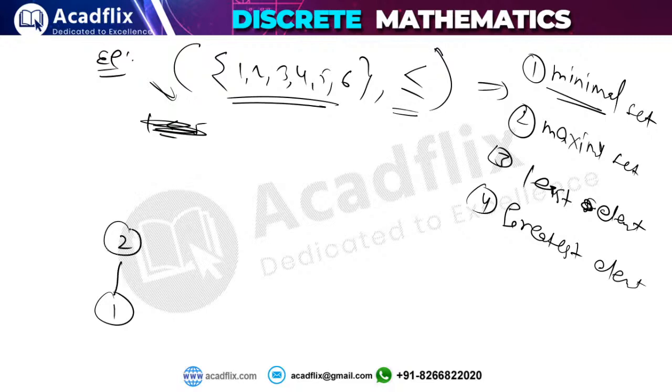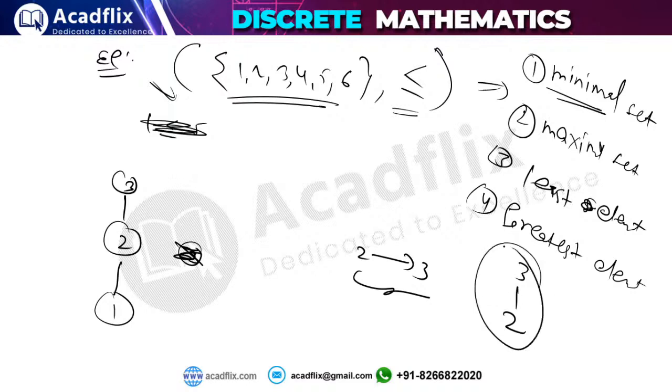Now 2 will be here because 1 is related to 2. You see where 3 will go. Where should I put 3? I cannot put 3 here, because 2 is related to 3. So I need to put it like this.